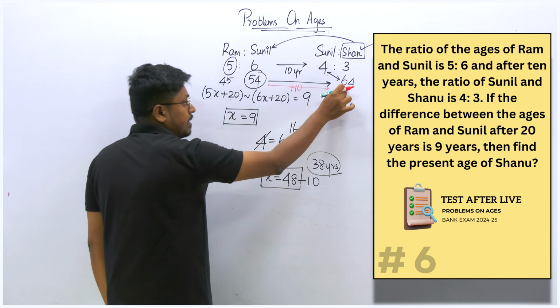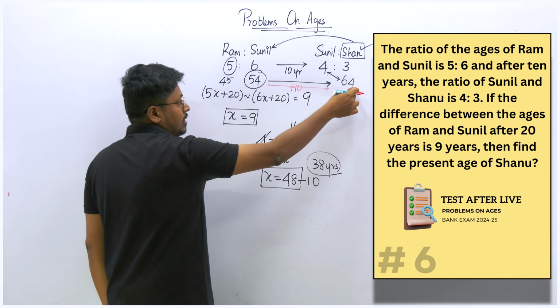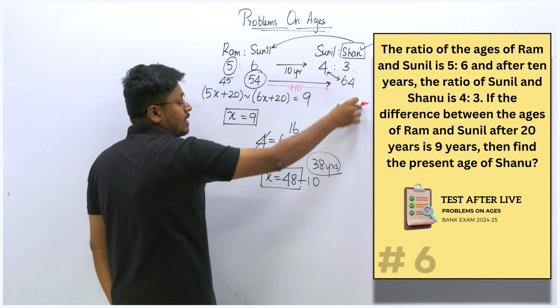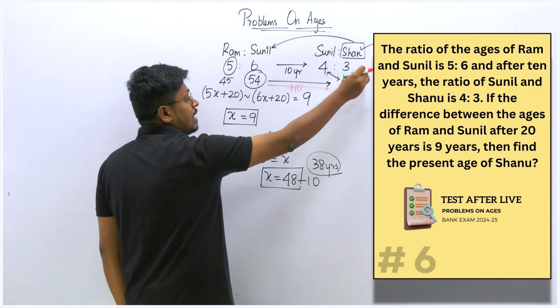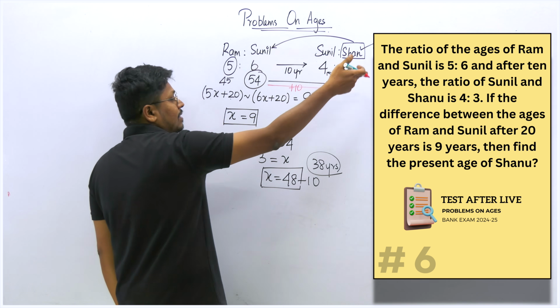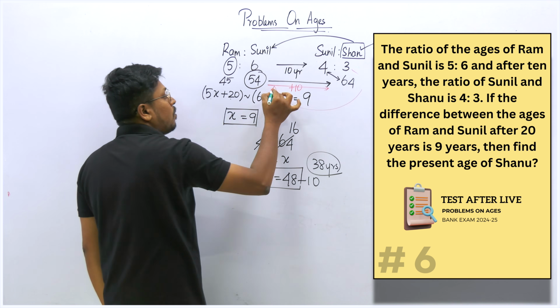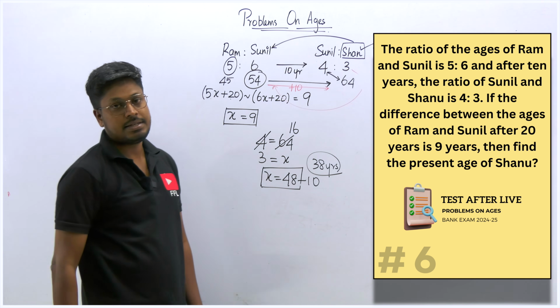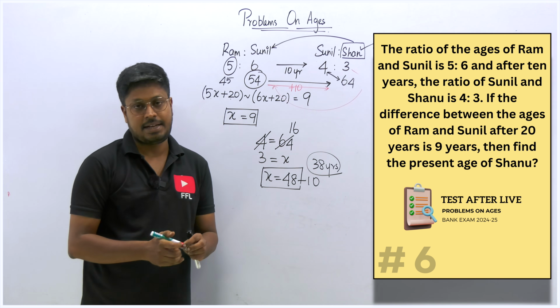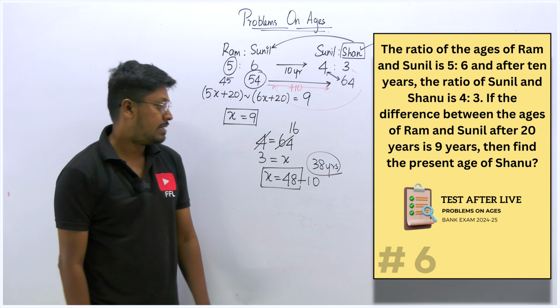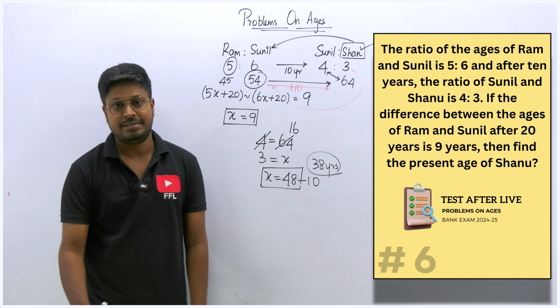So this 4 part equals 64. What about 3 part? 3 part will be 48. So 48 is the age of Shanu after 10 years. But our target is to find the present age of Shanu, so we have to subtract 10. Finally the resultant answer will be 38 years.